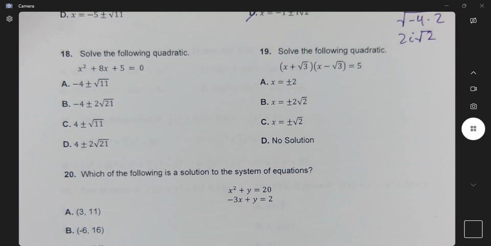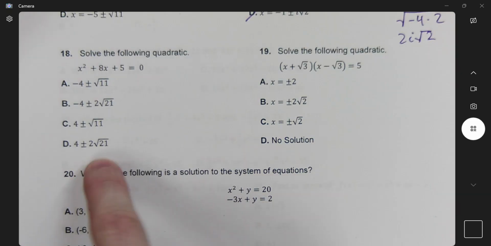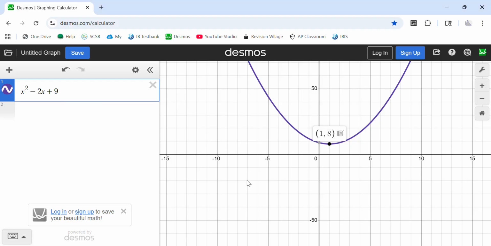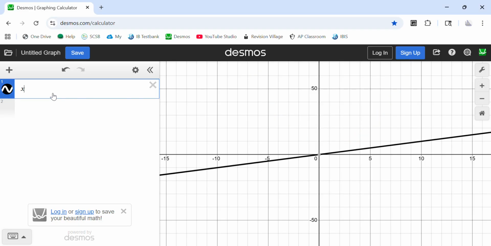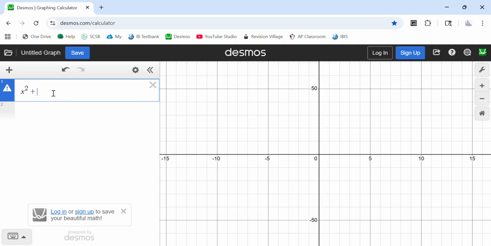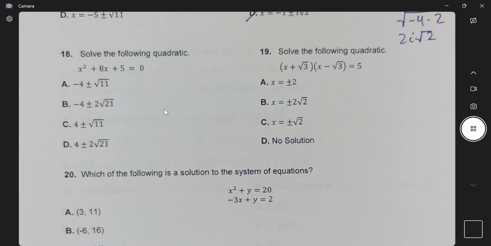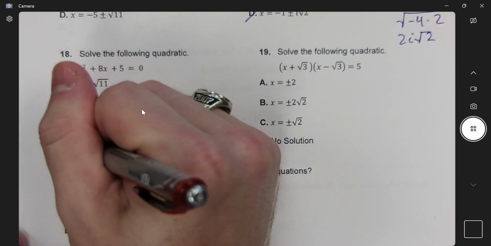Solve the quadratic. Okay, well, look, none of these have an i in them, so Desmos will do that for us. Thank goodness. And because of that, I'll just go ahead and do it. X squared plus 8x plus 5. As you can see, the axis of symmetry is at x equals -4. That means anything that says x equals +4 is instantly trash, so goodbye.